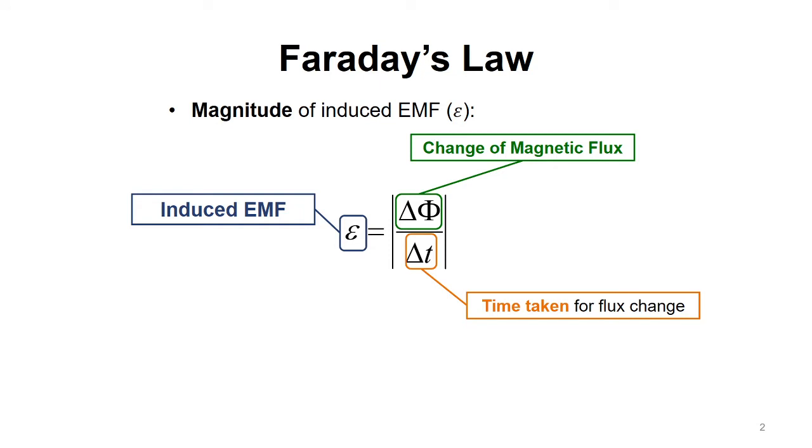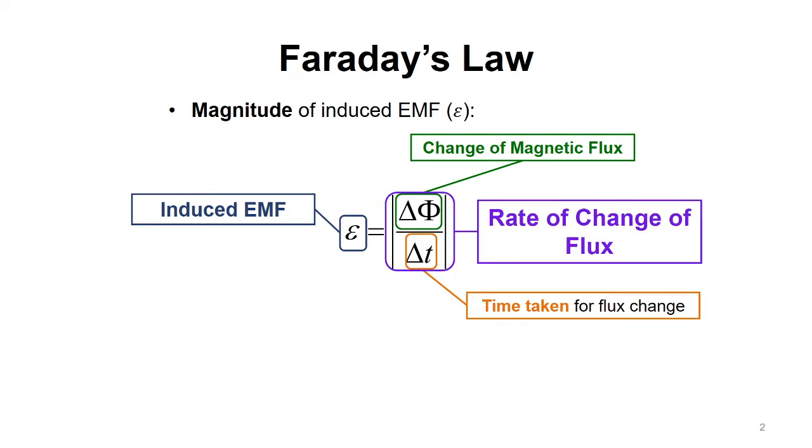So this law says the faster the magnetic flux changes, the bigger the induced EMF. Let's go to the magnet example again. We had a magnet falling through a loop. If the magnet is traveling faster, you will have a bigger EMF induced in the loop, which will produce a bigger current. So Faraday's law says the induced EMF depends on how quickly the magnetic flux is changing. This ratio, delta phi over delta t, is known as the rate of change of flux. So induced EMF is the same as the rate of change of flux.